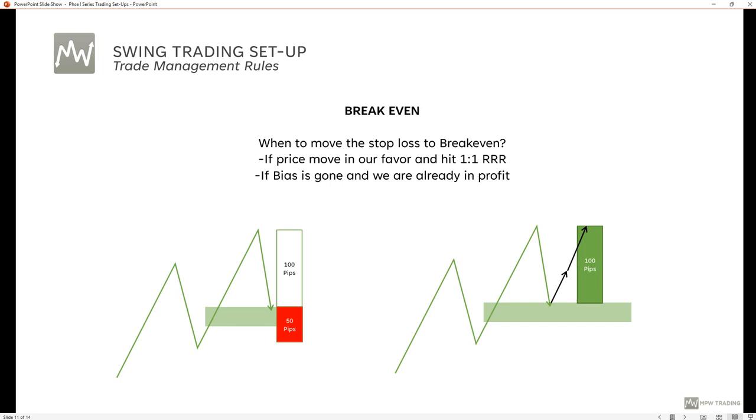And then again, sabi dito, if bias is gone, we are already in profit, no. So wala na yung bias, pero in profit ka, you can break even your trade. Or sabi nga dito, if price move in our favor in hit 1:1 risk to reward.